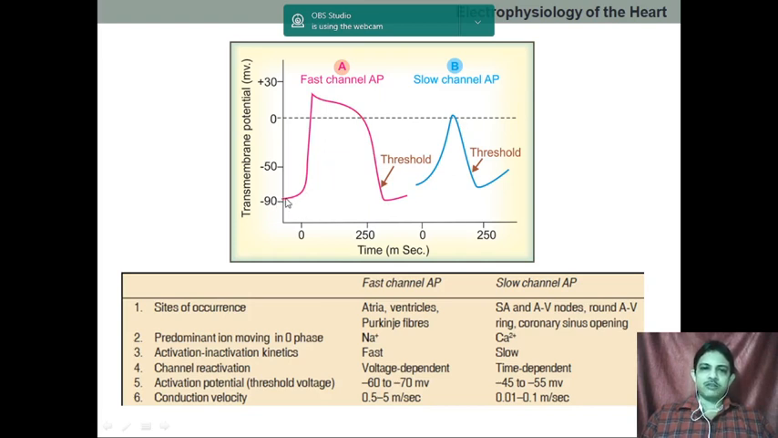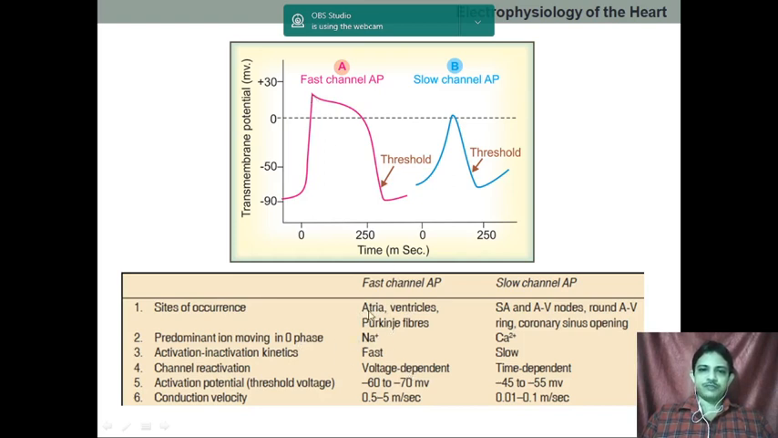In the case of the fast action potential, it starts near about minus 85, rises up to plus 20, and then it comes down. This is the threshold, and again it goes up. Now what will happen in the case of the slow channel? Slow channel means it is activated slowly, and it will not cause a full action potential; it will go only near zero, and then again it will go down. The fast action potential channels are in the atria, ventricles, and Purkinje fibers. And what is predominant in the zero phase?